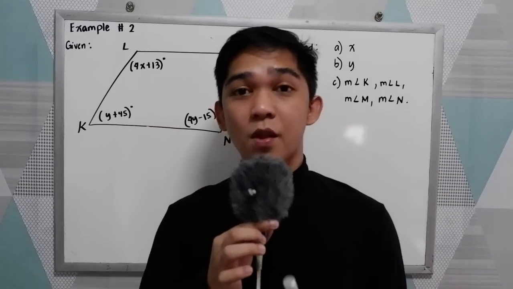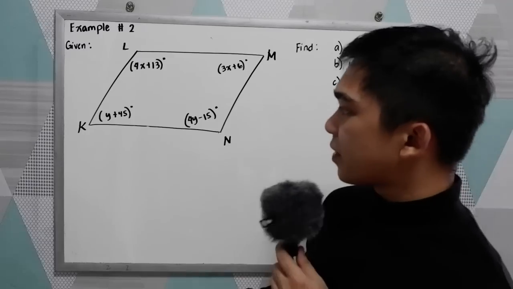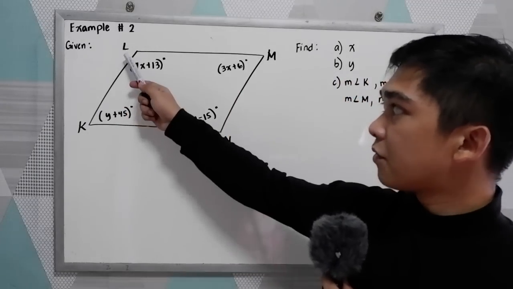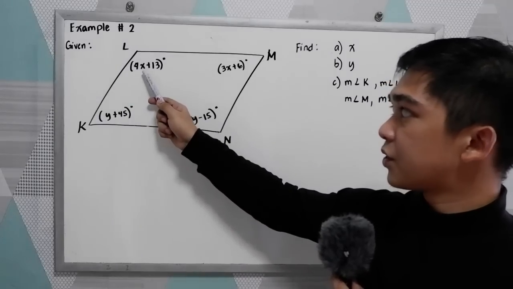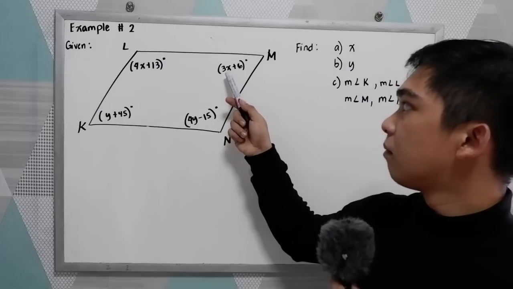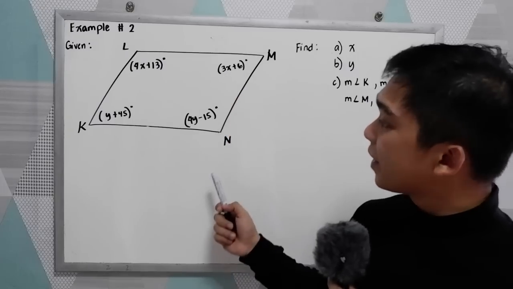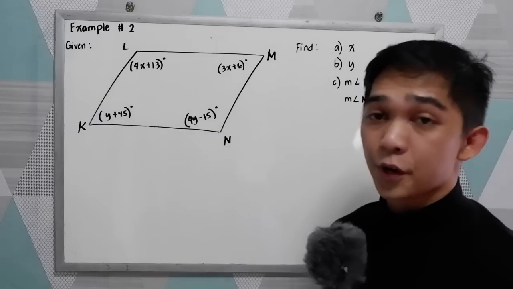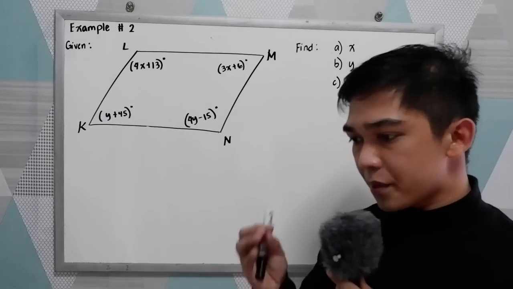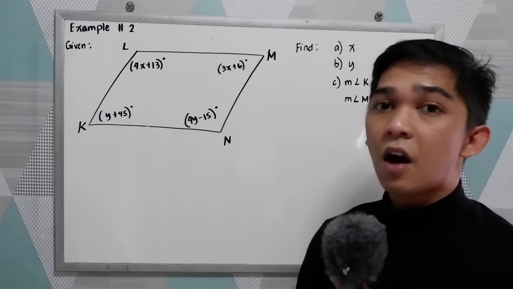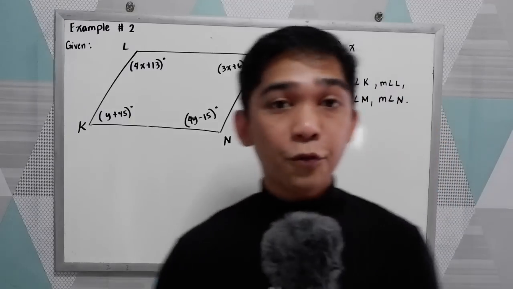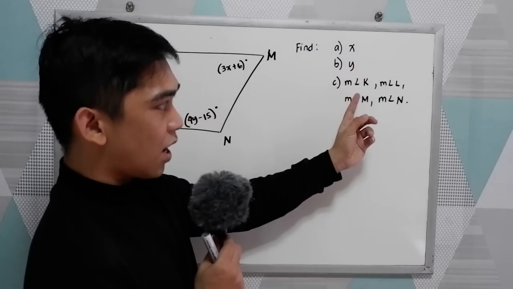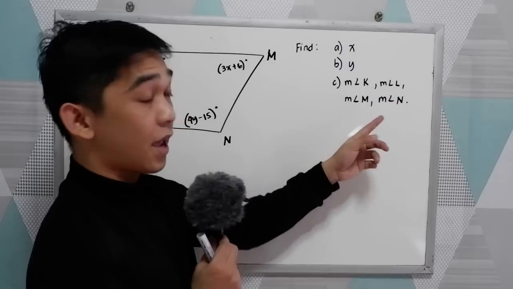Now let's have our example number 2. Given the parallelogram KLMN, the measure of angle L is 4x plus 13, for angle M is 3x plus 6, for angle N is 4y minus 15, and for angle K is y plus 45. We're going to apply our property number 3, consecutive angles of a parallelogram are supplementary, to find x, y, and the measures of angles K, L, M, and N.